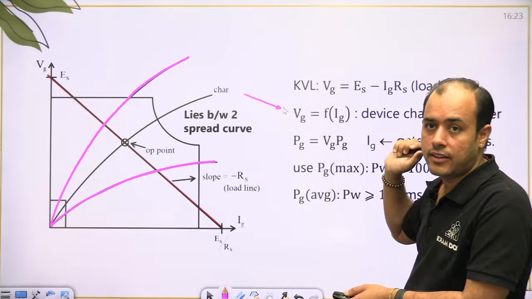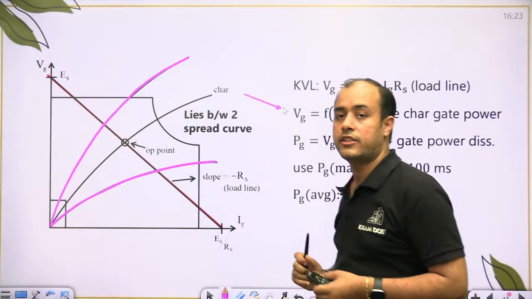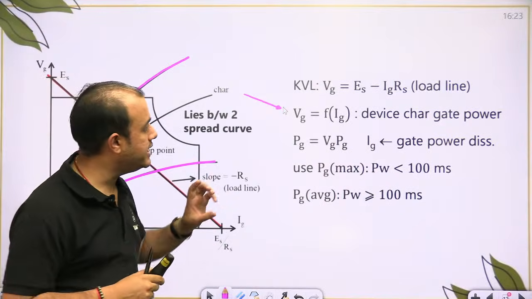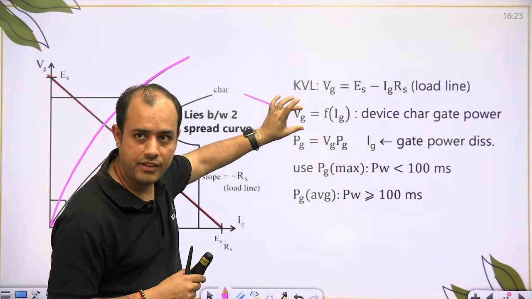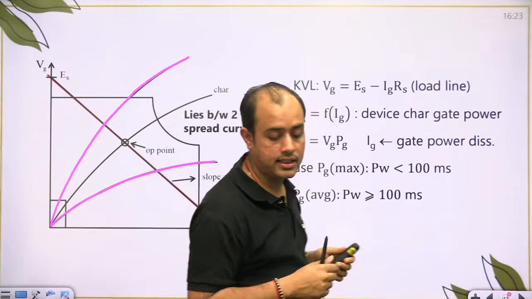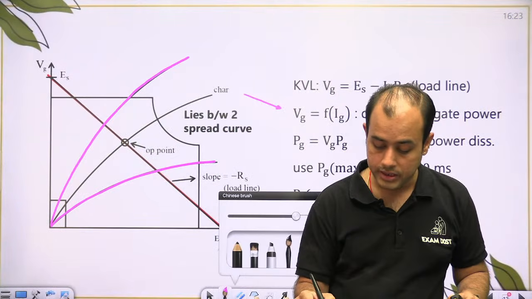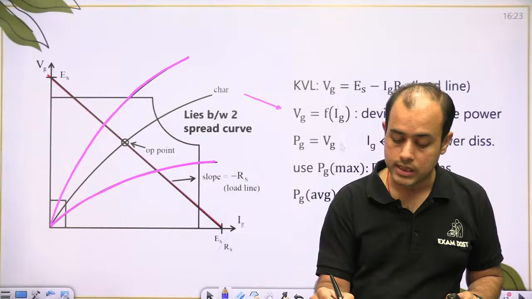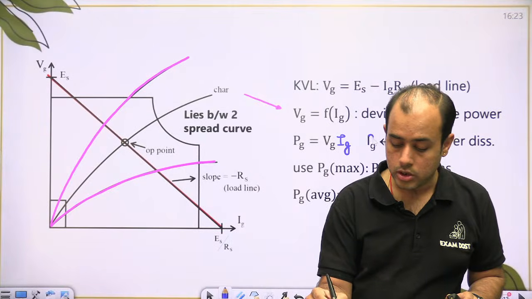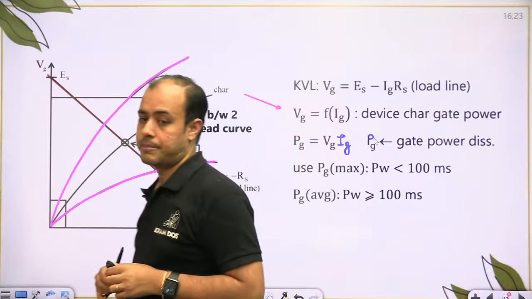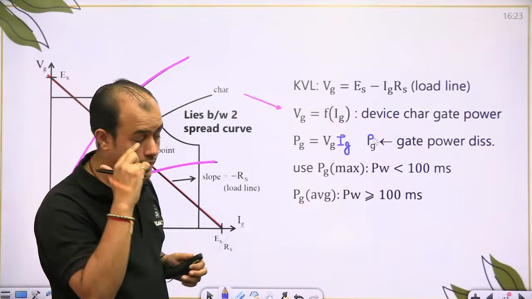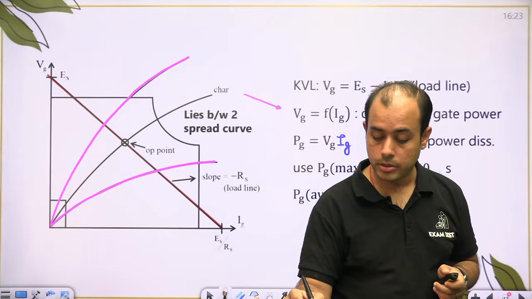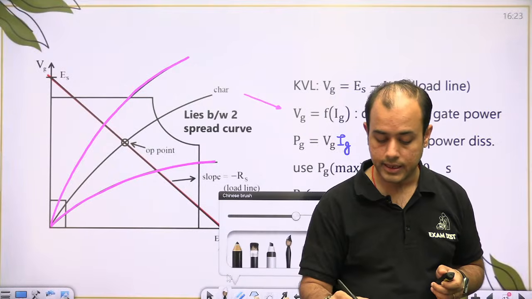This is given as VG as a function of IG. The second thing that we know is the power equal to VG IG. So remember, you can form three equations: load line, the device characteristic, and the power. Now in power there are two possibilities: whether do I use the maximum power or do I use the average power. For maximum power beta, pulse width should be less than 100 microsecond, and for average power pulse width should be greater than or equal to 100 microsecond.